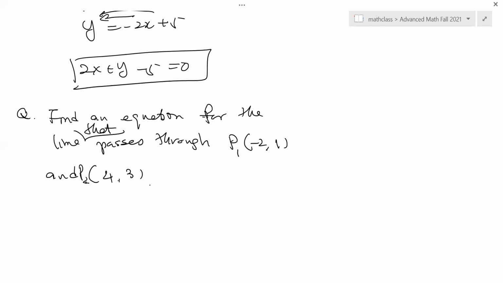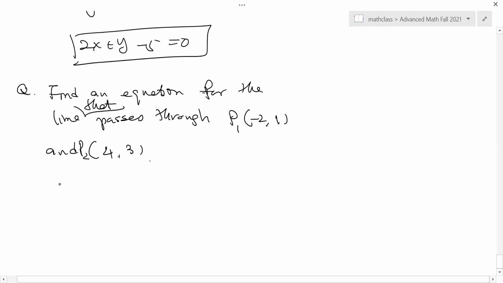I see some of you have the answer already. Okay, let's take a look. All right, first of all, you have to find the slope.